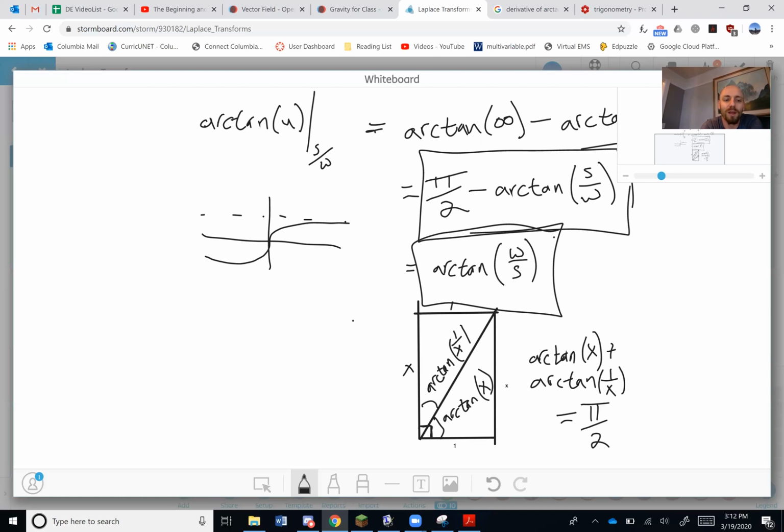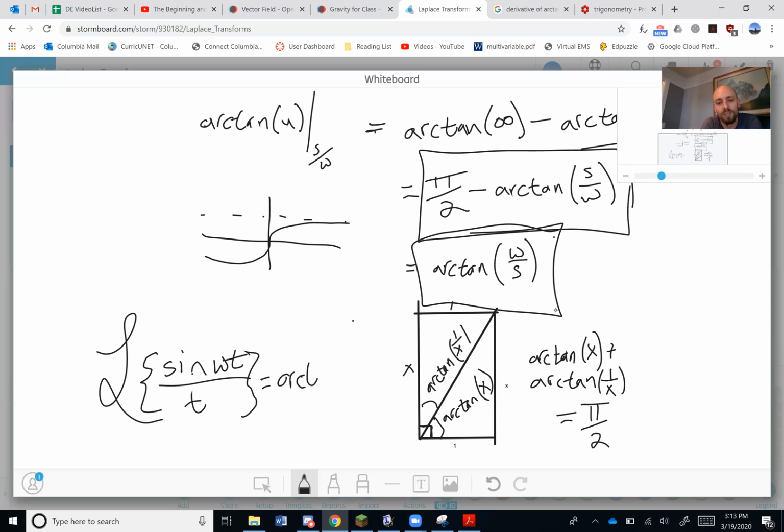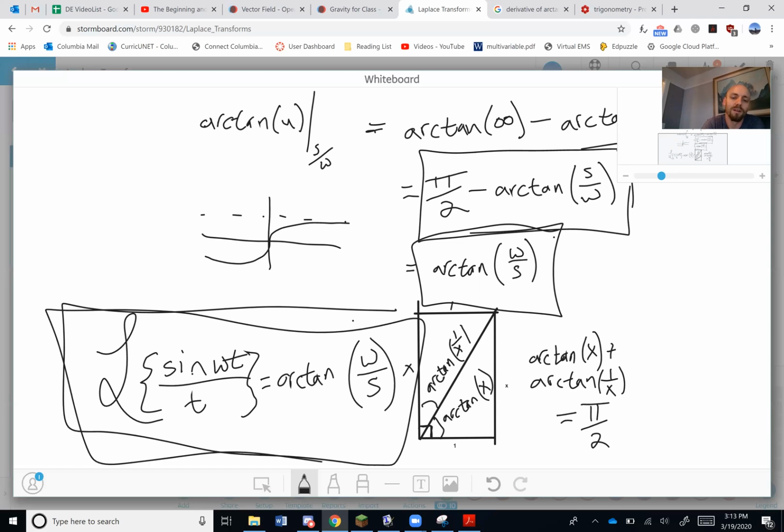And so in the end, what we have is that the Laplace transform of sine of omega t over t is the arctangent of w over s. And there, ladies and gentlemen, you have it checked in the back of the book even. Haha.